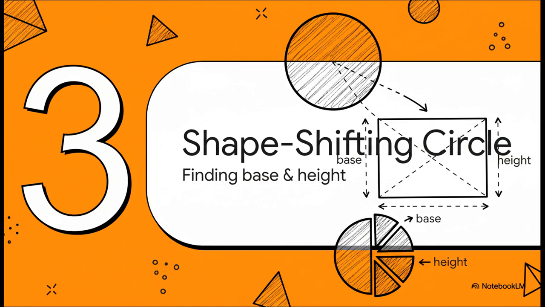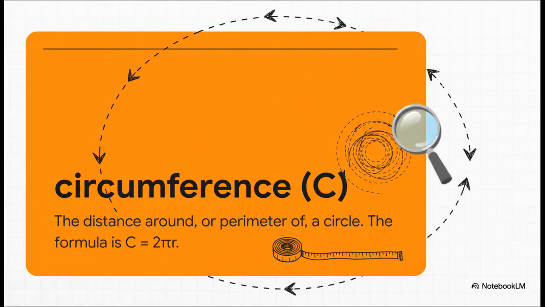And if we want to find its area, which is the same as the circle's area, remember, we just need to figure out its base and its height. To do that, we need one last piece of info from our original circle, the circumference. That's just the fancy word for the distance all the way around the outside edge. And its formula is 2 times pi times the radius. Just tuck that away for 1 second.